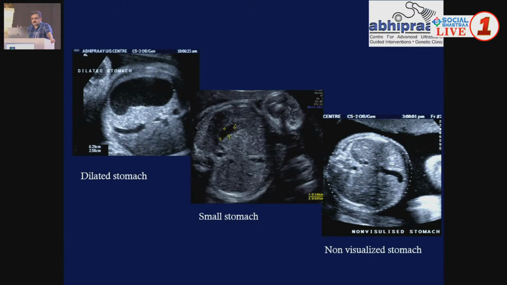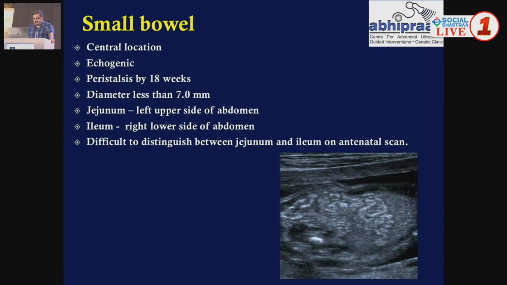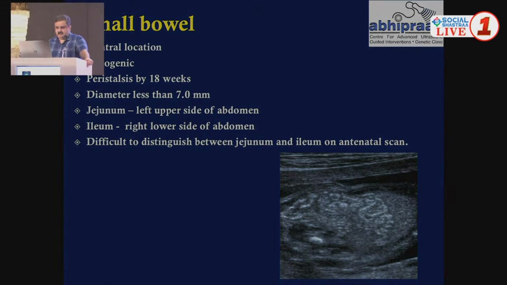So a large stomach or a small stomach, if you have the nomograms, you depend on the quantity of liquor, you can base your diagnosis. And when you see a persistent non-visualized stomach with gross polyhydramnios, you're fairly sure that there has to be a proximal obstruction. The small bowel is located centrally and is always seen as an echogenic structure.